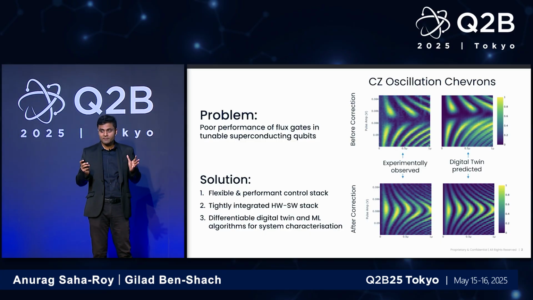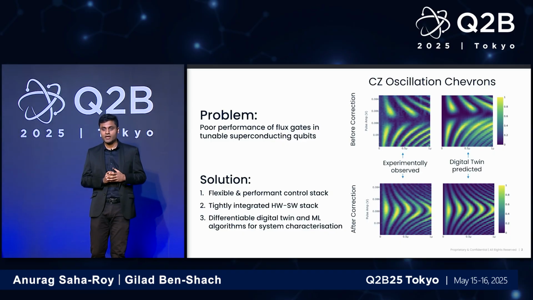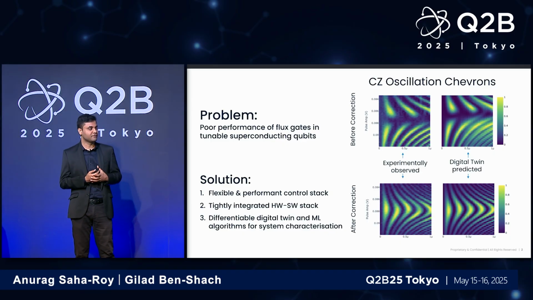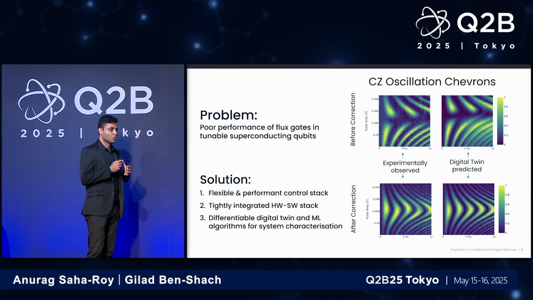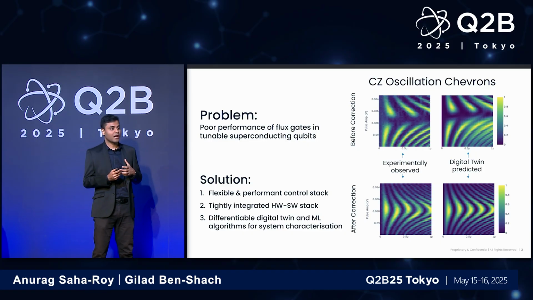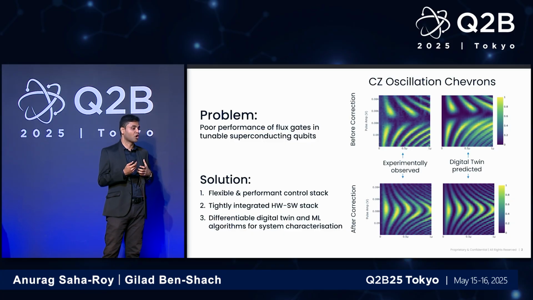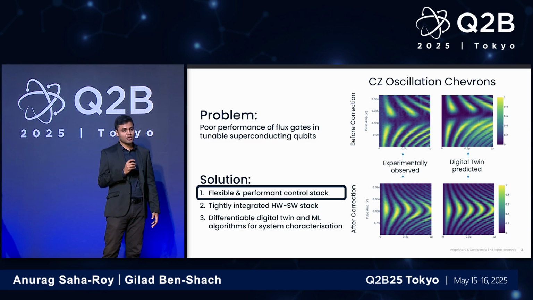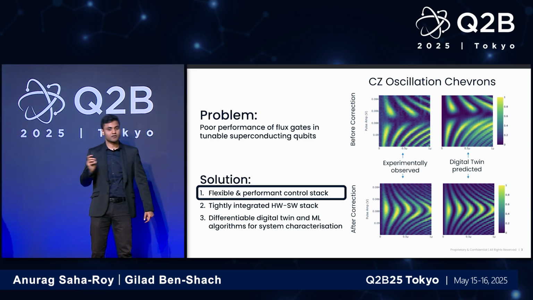And we believe that you need 3 ingredients to get this done adequately, efficiently. So you need a good control stack, you need software that works very well with that control stack, and you need software that is very good at modeling and predicting the behavior of quantum hardware. So we'll talk first about the control stack, and that's where Gilad will take over.